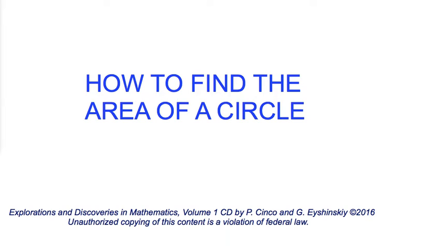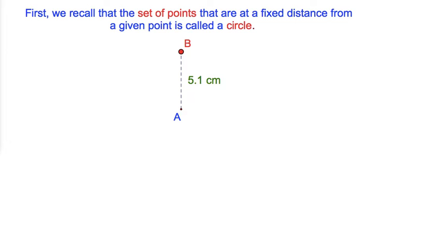Today, we will discuss how to find the area of a circle. First, we recall that the set of points that are at a fixed distance from a given point is called a circle.